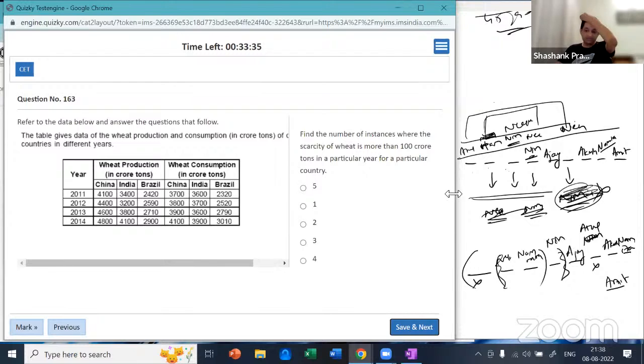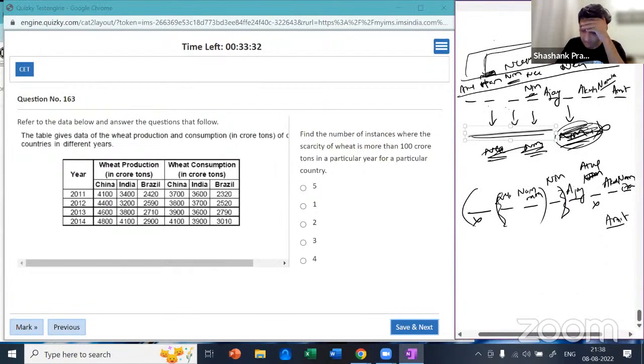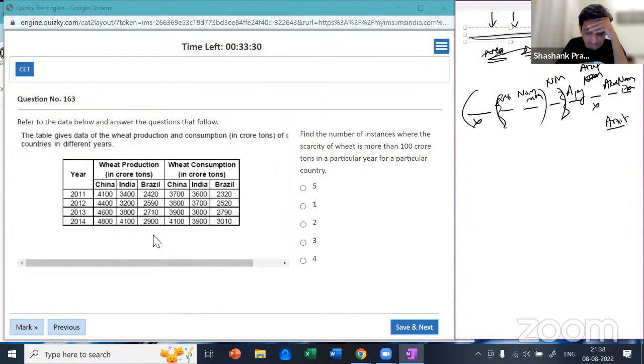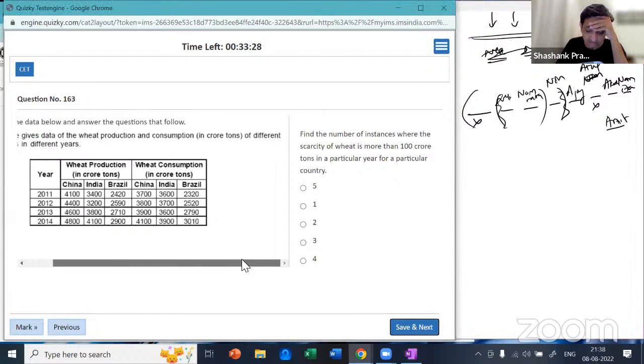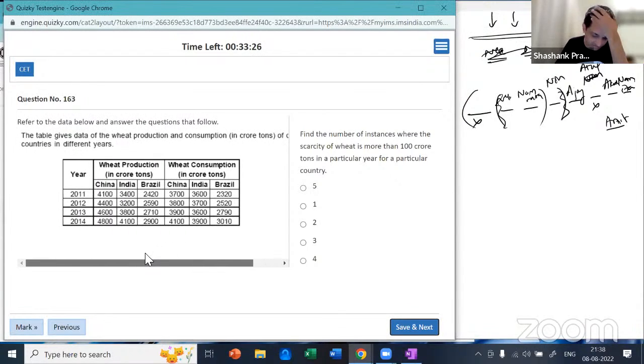Okay. Find the number of instances where the scarcity of wheat is more than 100 crores. What is scarcity? Production and consumption. So the difference of production and consumption is scarcity, I think. For a particular country. Consumption is more than production, right? So not the first one, second one, 200, yes. So one instance, more than 100 crore, okay.